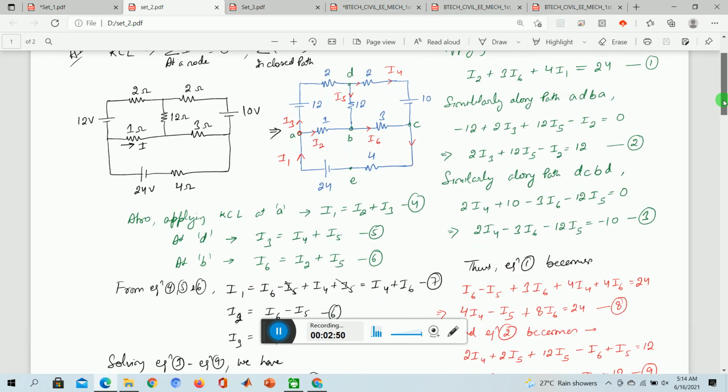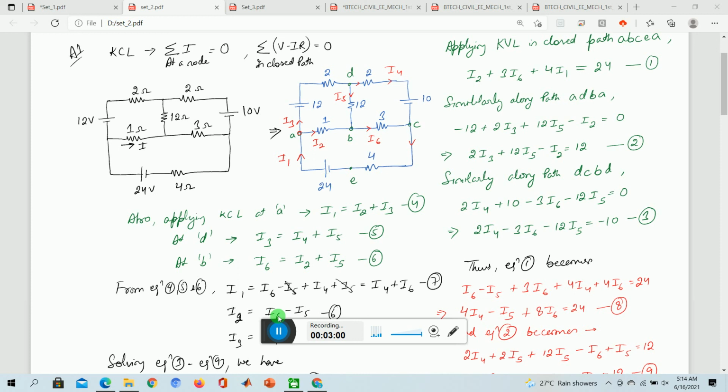Next we can apply the KCL and get the relation between the currents. It is seen that I1 is equal to I2 plus I3. Similarly we can say I3 is equal to I4 plus I5, and I6 is equal to I2 plus I5. So now we have got 6 equations done.